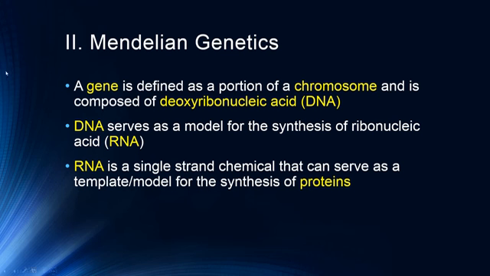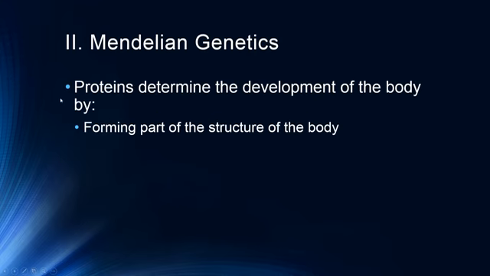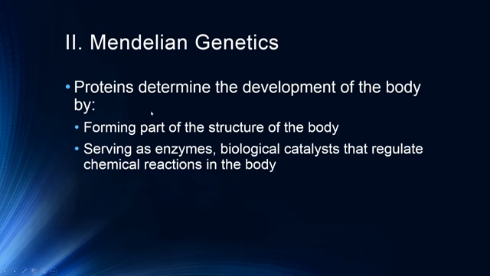So proteins determine the development of the body by forming part of the structure of the body. So this is how our bodies develop. They also serve as enzymes or biological catalysts that regulate chemical reactions in the body. So one of the things that these proteins can do is, for example, break down substances using the cytochrome P450 enzymes. So most drugs are metabolized using those enzymes.